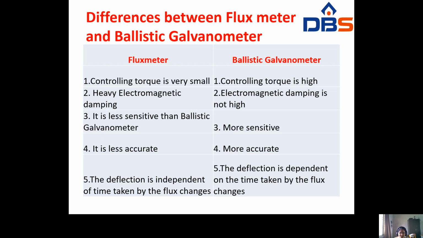Coming to the flux meter, the deflection is independent of the time taken by the flux changes, so it does not depend on time. Whatever the time the flux takes to change, the deflection will be independent. But in the ballistic galvanometer, the deflection is dependent on the time taken by the flux changes. So those are the differences between the flux meter and the ballistic galvanometer.